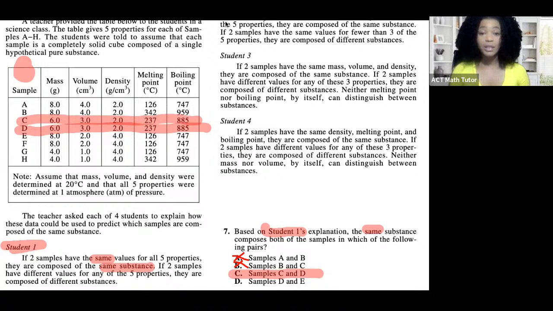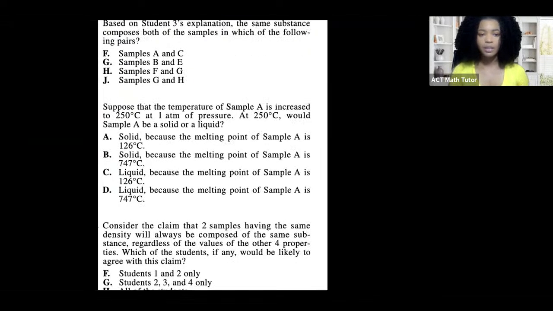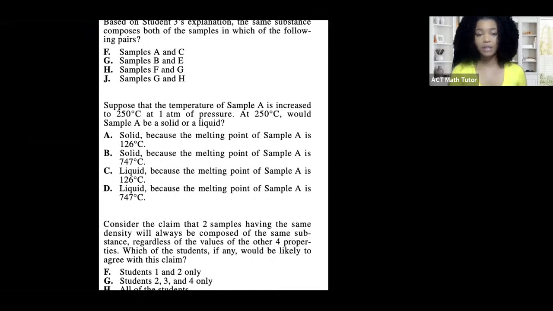And we're going to continue on to our next one. All right, for this next question and the next few problems that we have left, it is all based on the same set of information, the same chart, the same passages. So let's continue. It says based on student 3, this time, highlight this one. Based on student 3's explanation, the same substance, again, we're looking for same substance, composes both of the samples and which of the following pairs?